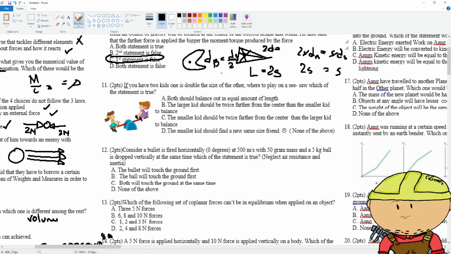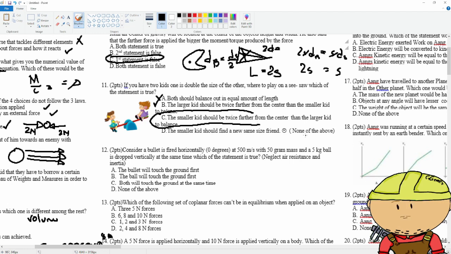Okay? Long story short, the bigger kid should get nearer to the center. Okay? And the distance of the smaller kid should be farther to the center. The larger kid should be twice farther from the center than the smaller kid to balance? Okay. The smaller kid should be twice farther from the center than the larger kid. The larger kid should be twice farther. Oh, that's wrong. C is the right answer. The smaller kid should be twice farther from the center.